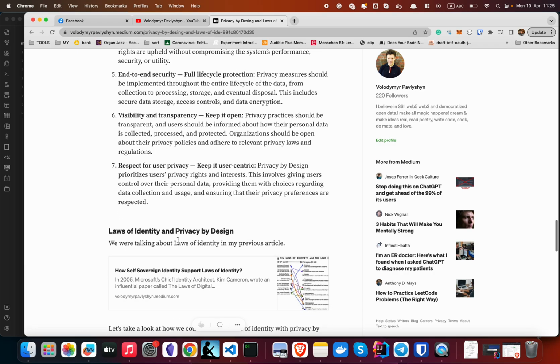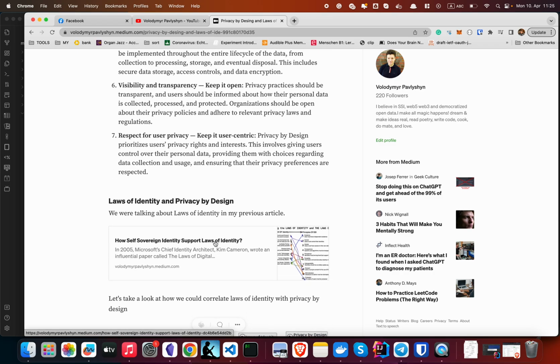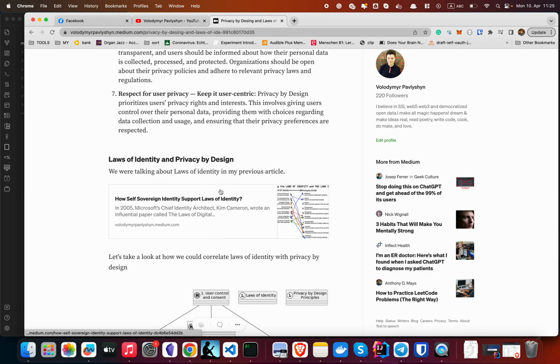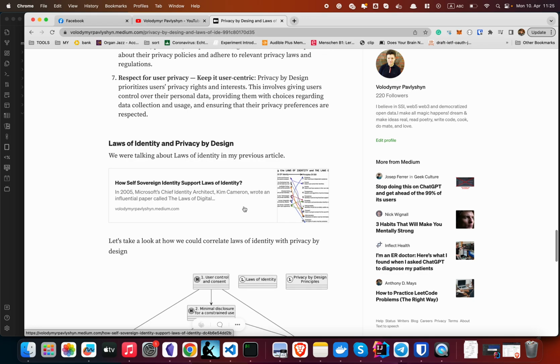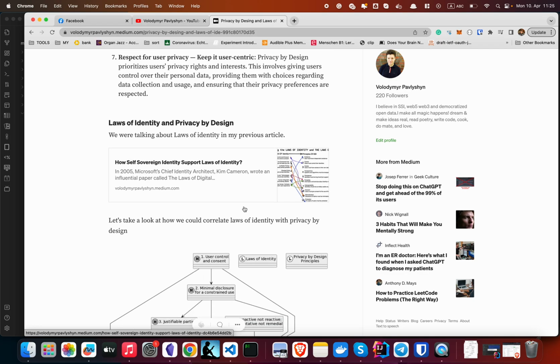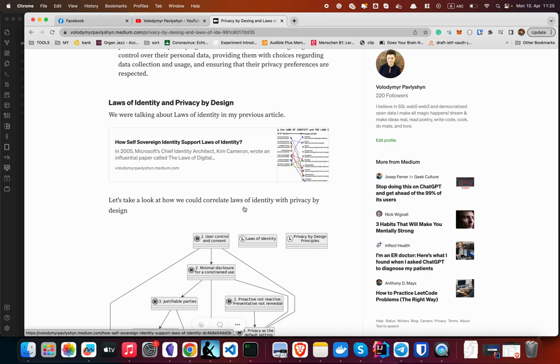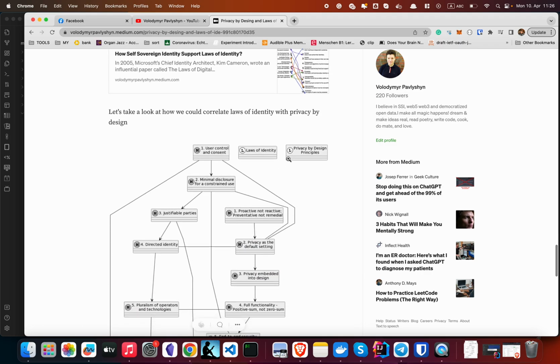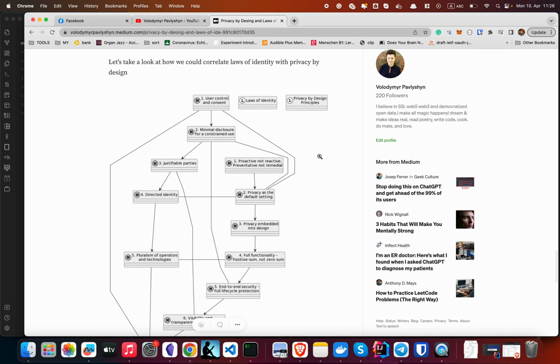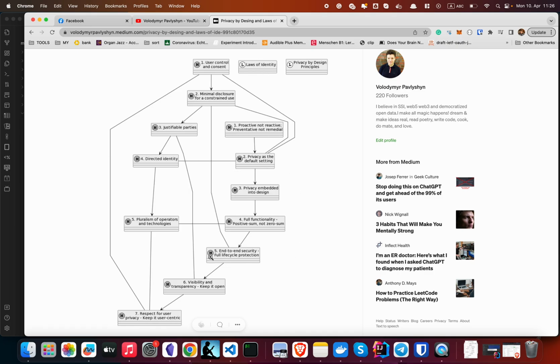And yet another iconic document is the one I made a video about, the laws of identity, which correlates with the principles of SSI. You could read this article actually here. It's quite interesting, and I made a video about this a couple of weeks ago, and we will try to understand and correlate the laws of identity and the principles of privacy by design. They have a lot of relations together, and I made this diagram.